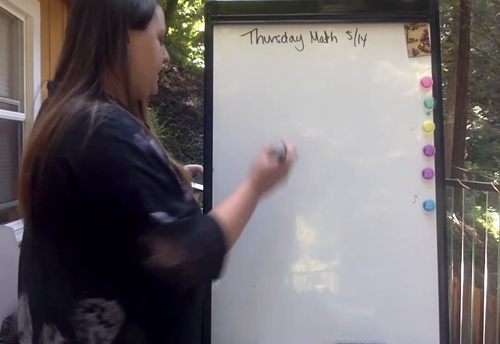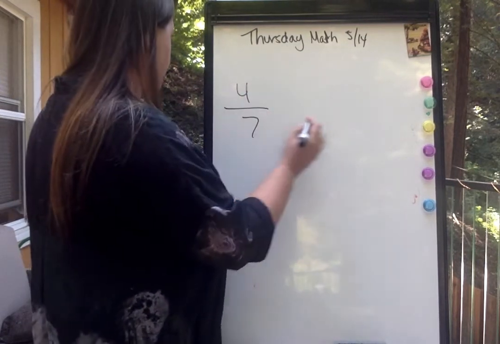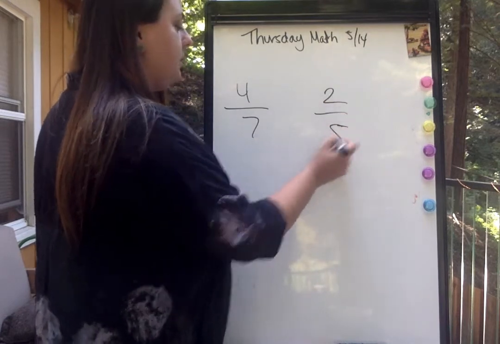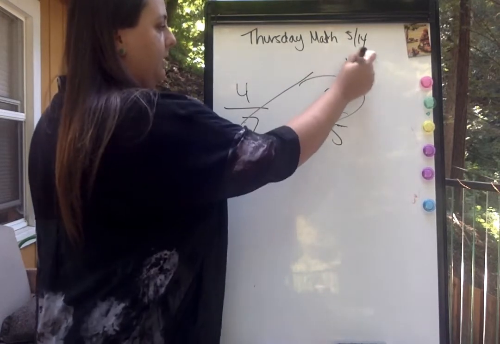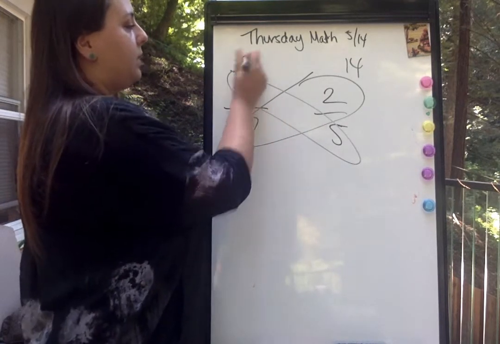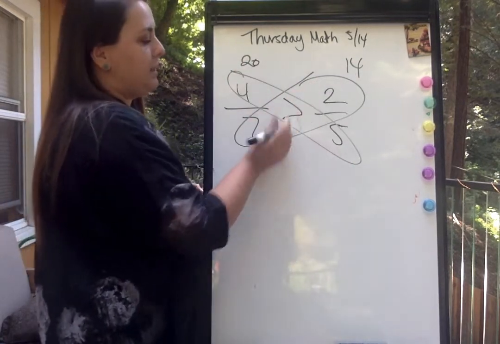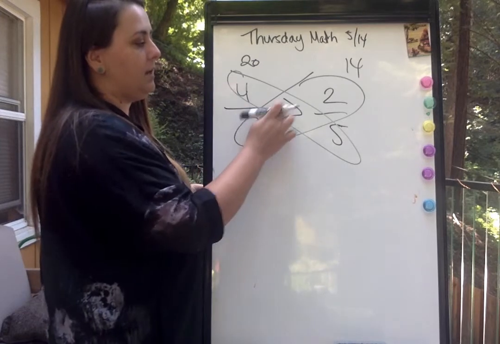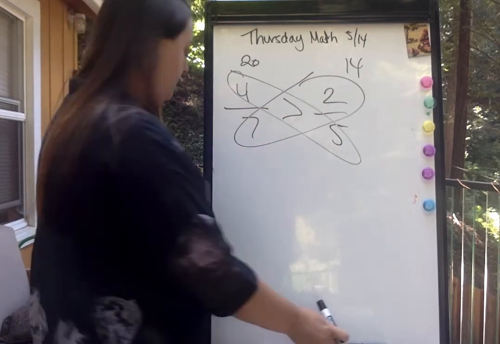Okay, we're going to compare some fractions. We've got 4 sevenths and 2 fifths. Go ahead and use the butterfly method. 7 times 2 is 14. 4 times 5 is 20. 20 is bigger than 14, so 4 sevenths is greater than 2 fifths.